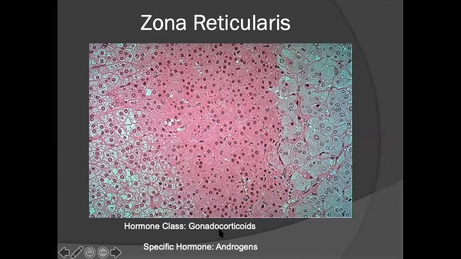The class of hormones is gonadocorticoids; the gonads, of course, are the testes and the ovaries. The specific hormones secreted here are the androgens, and an androgen is considered to be a mostly male hormone. So the androgens are going to lead to the formation of testosterone. But in the female, the androgens will be used in several different ways to help create estrogen and progesterone. So although it's a precursor of male hormones, it also helps with the formation of female hormones.